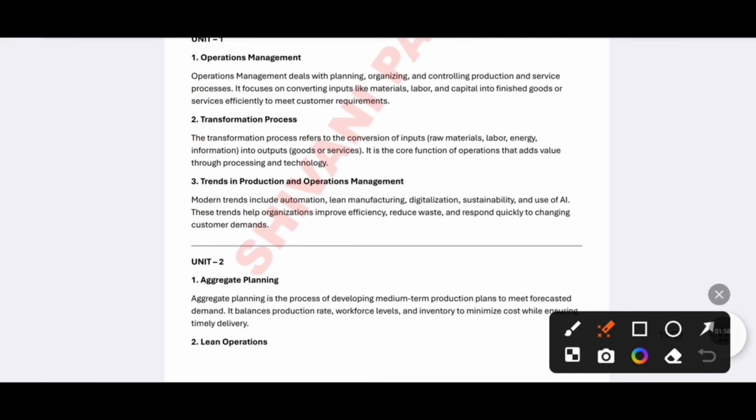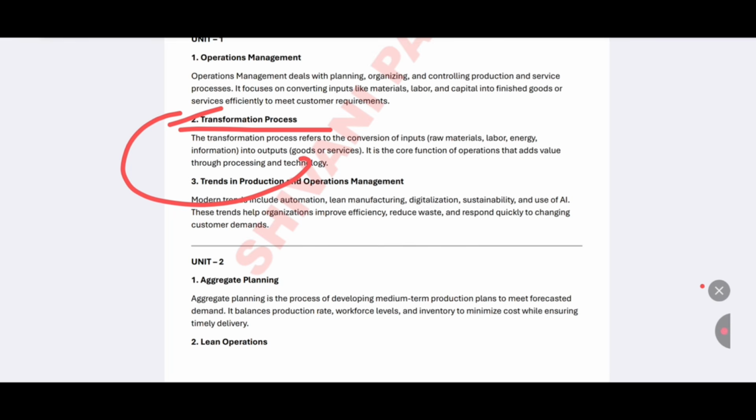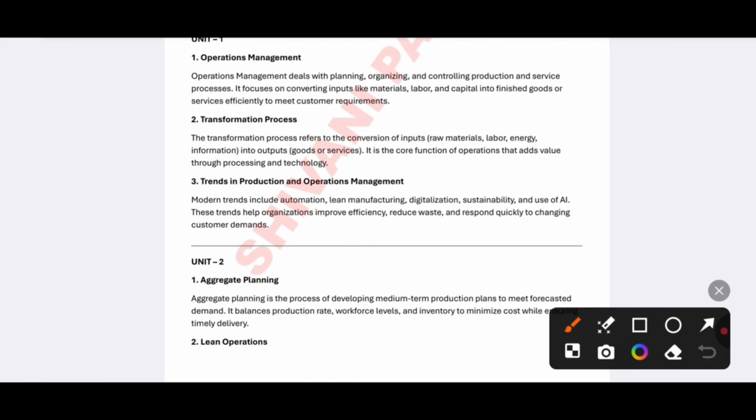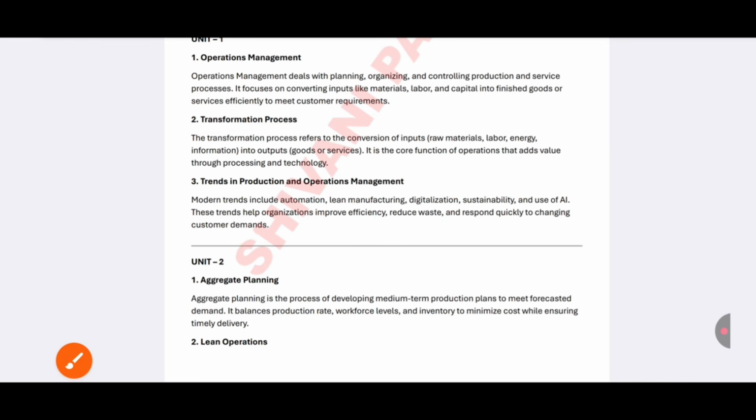Then the second one, transformation process. The transformation process refers to the conversion of inputs into outputs. For example, raw materials, labor, energy or information are converted into outputs, I mean into goods and services. For that, this transformation process is helpful. The core function of this operation is that it adds value through the processing and the technology. To convert raw materials into finished goods, this transformation process is a core function. Clear? Are you understanding my point?